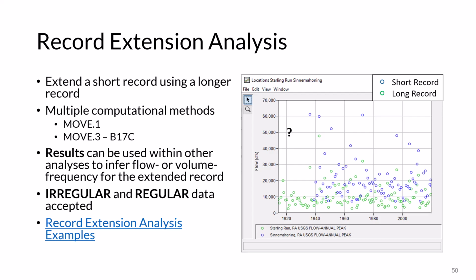The Move1 method is used to create an extended regular time series that can then be used in applications such as a duration curve or low flow analysis. This analysis is incredibly impactful in adding to the information content of a data set. Both irregular and regular data types are accepted in this analysis.